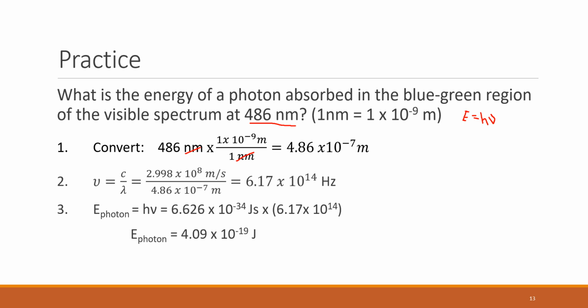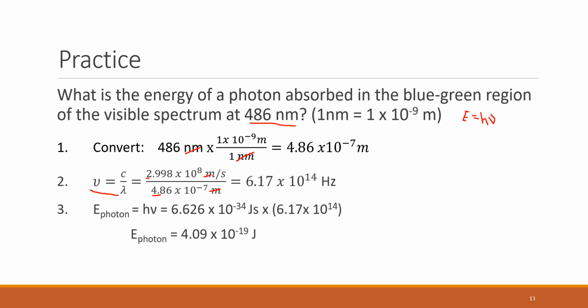Now from here, the only equation that we have that has wavelength in it is c equals lambda times nu. That was our first equation we learned in this chapter. If we rearrange that equation, as you can see here in step 2, to solve for frequency, we can take the speed of light, 2.998 times 10 to the positive 8th meters per second, divide it by our wavelength given to us in the problem, which we have converted to meters. When we divide those, we get a frequency of 6.17 times 10 to the positive 14 hertz.